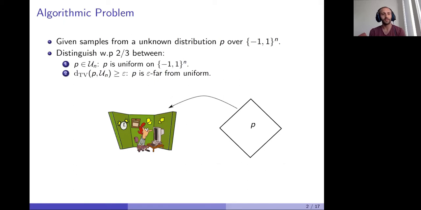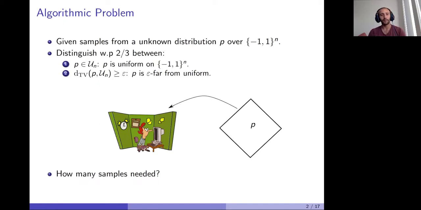In the first case, P is the uniform distribution over the n-dimensional Boolean hypercube, where each string appears with equal probability, or the case that P is epsilon-far from uniform, and this will mean that the variation distance between P and the uniform distribution is at least epsilon. And the game here is to understand how many samples Alice needs.